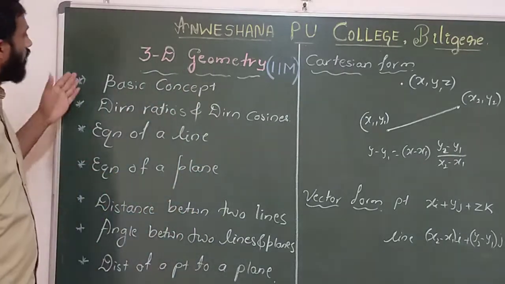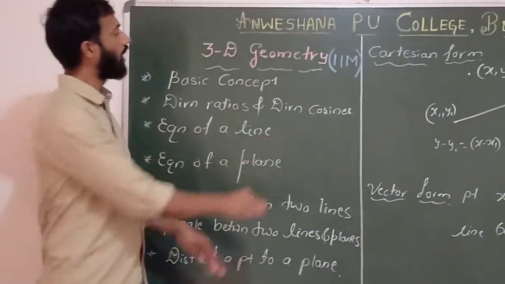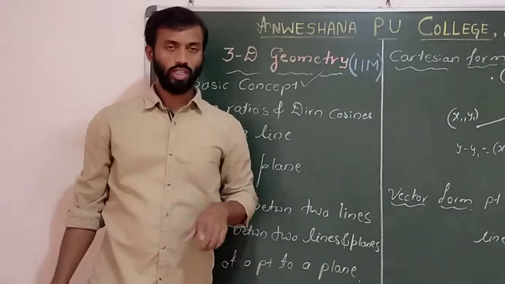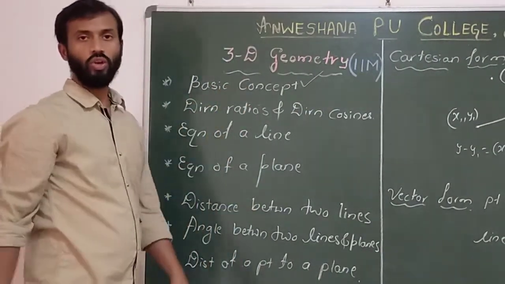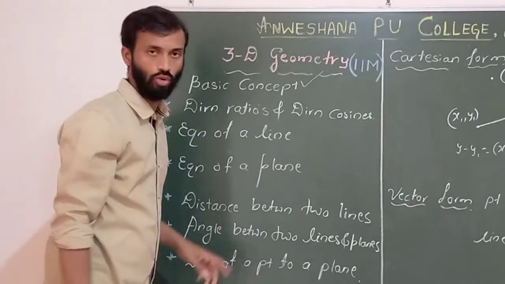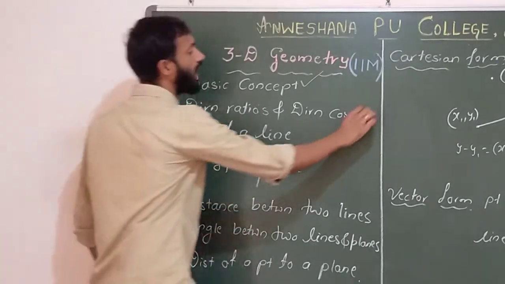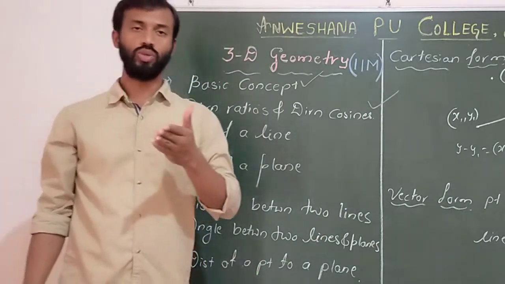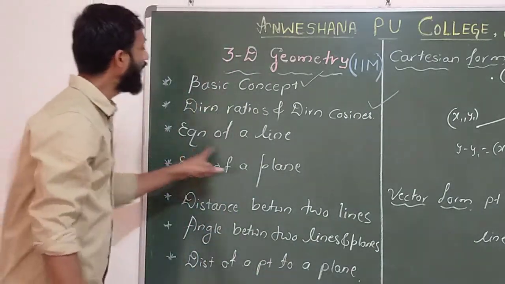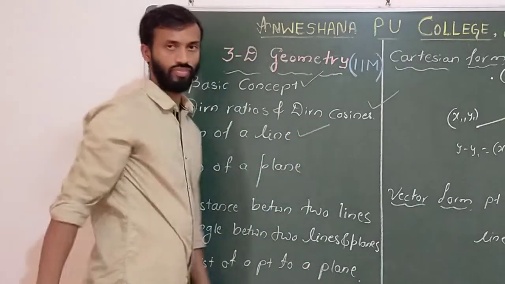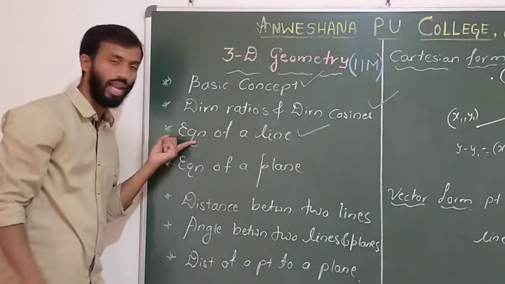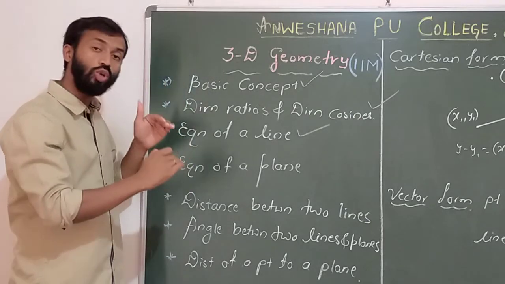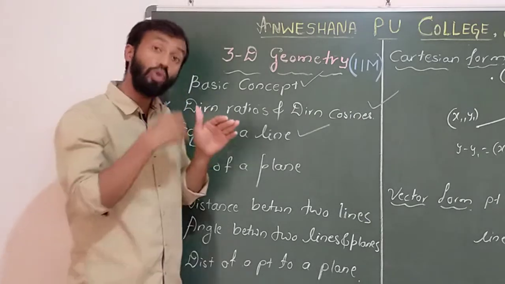In this, the first thing as usual, we are going to study the basic concepts which you studied in vector algebra, or in the 11th standard. Next we are going to study the direction ratios and direction cosines, which you already know clearly, and the equation of a line. Yes, dear students, we discussed the equation of a line last year in Cartesian form. This year we are going to study it in vector form.